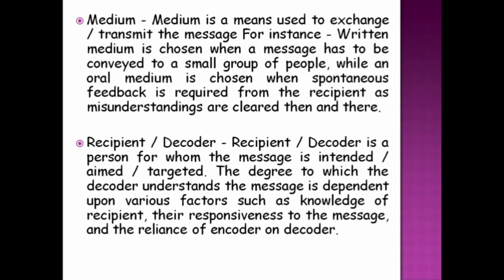The recipient or the decoder is the person for whom the message is intended, aimed, or targeted, meaning the one who receives the message. The degree to which the decoder understands the message depends upon various factors such as the knowledge of the recipient, their responsiveness to the message, and the reliance on the encoder. Basically, at the end of the cycle, the recipient or the decoder provides instant feedback to the sender.